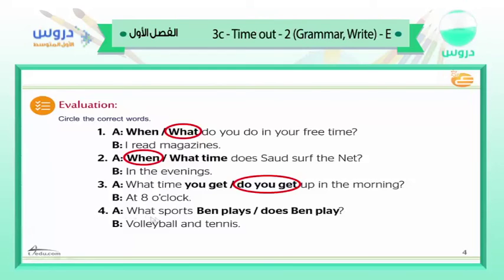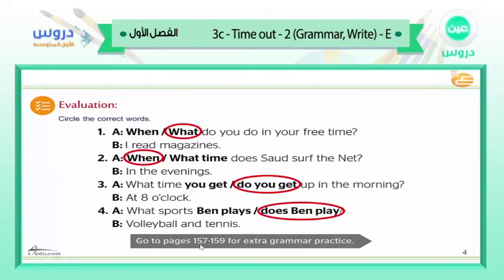Number 4. What sports Ben plays? Does Ben play? The answer, volleyball and tennis. Do or does, or without does? It's the same tense. Present simple. What do you think? We said this one we should use do, and this one we should use does. Exactly. What sports does Ben play? Volleyball and tennis. Very nice.